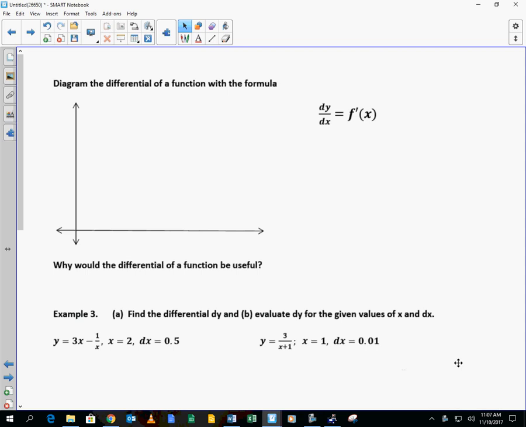Folks, today is not a challenging lesson, but you will get confused unless you really focus in on what we're doing, okay? Yesterday we talked about linear approximation. Today we're going to talk about differentials. And they're used in somewhat the same capacity.